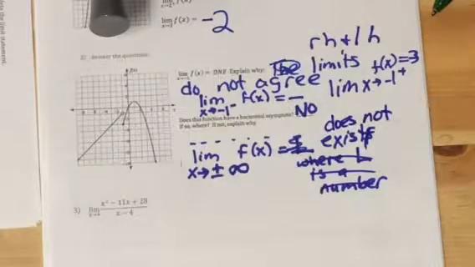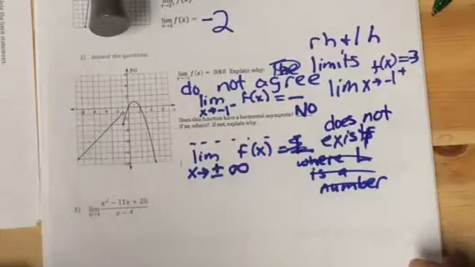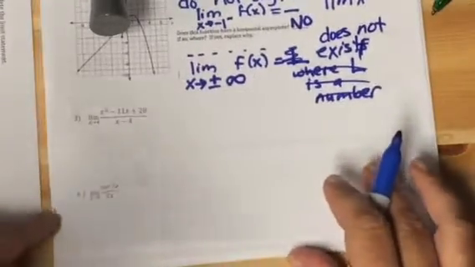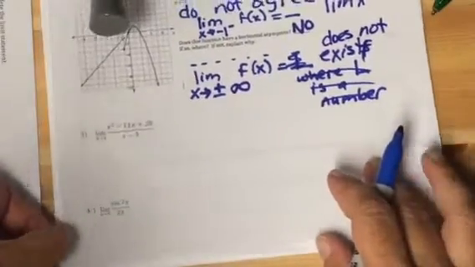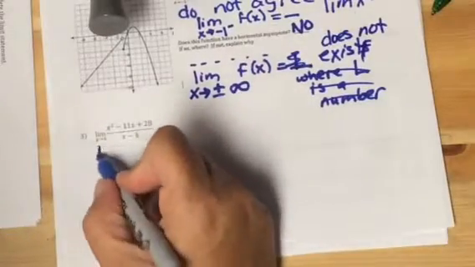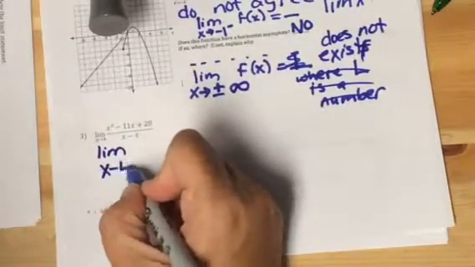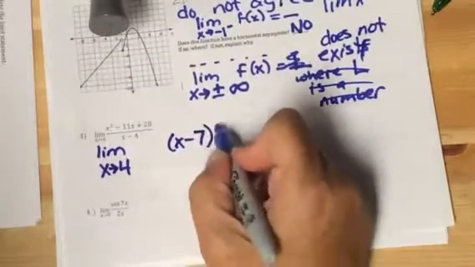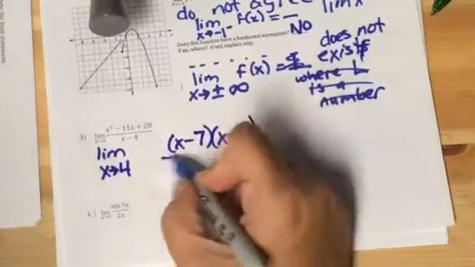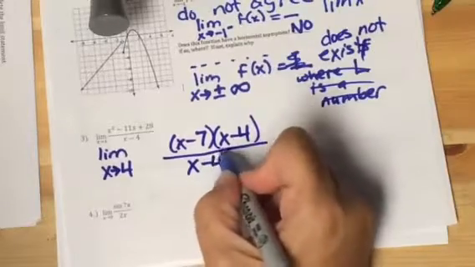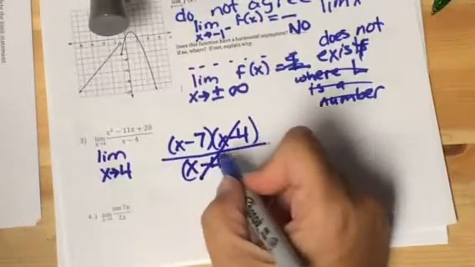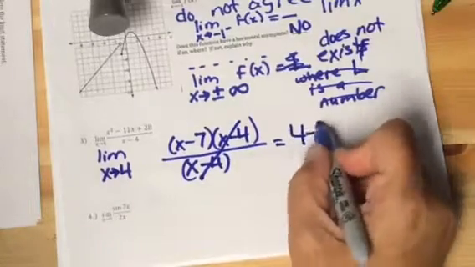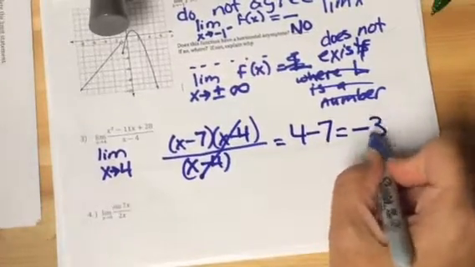Okay, number 3, when you plugged in, you got 0 over 0. So then the next step was to see if you could factor and cancel. And sure enough, you can. When you factored and canceled, you got x minus 7 times x minus 4, and the x minus 4 is canceled. X minus 7, if you plug in, you get 4 minus 7 equals -3.